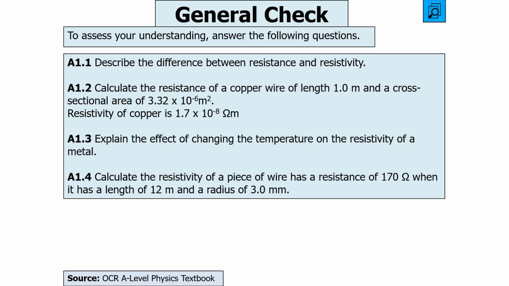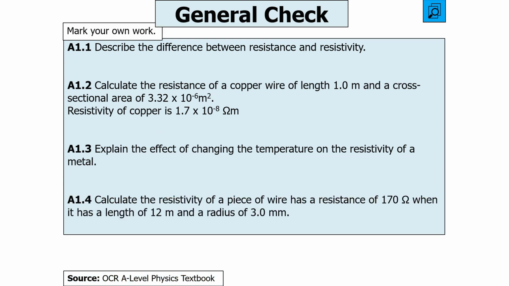So the first question says, describe the difference between resistance and resistivity. Calculate the resistance of a copper wire of length 1 meter in cross-sectional area 3.32 times 10 to the minus 6 meters squared. The resistivity of copper is 1.7 times 10 to the minus 8 ohm meters. Then explain the effect of changing the temperature on the resistivity of a metal, and calculate the resistivity of a piece of wire which has a resistance of 170 ohms when it has a length of 12 meters and a radius of 3 millimeters. So pause the video now, then unpause the video when you want to go through your answer.